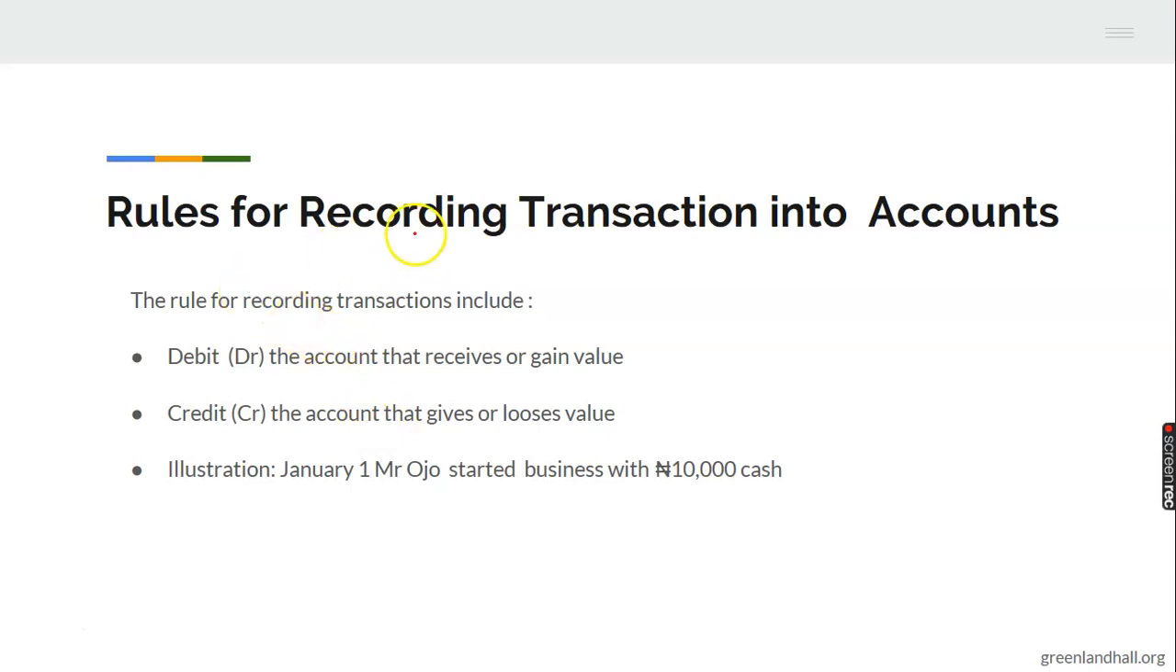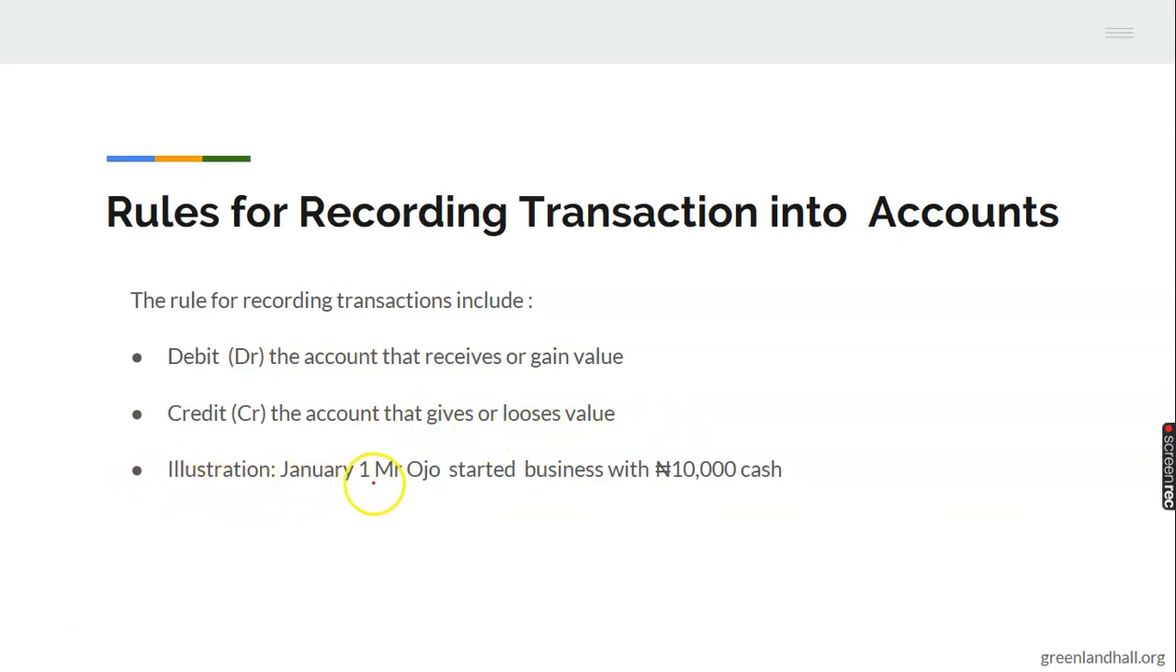What are the rules for recording transactions into the various accounts? The rules for recording transactions to the various accounts include: 1. Debit the account that receives or gains value. And 2. Credit the account that gives or loses value.